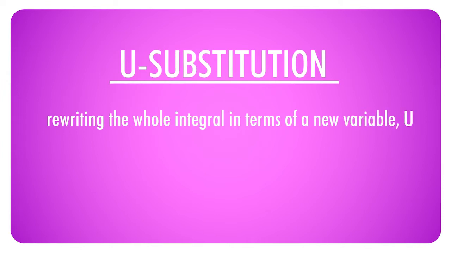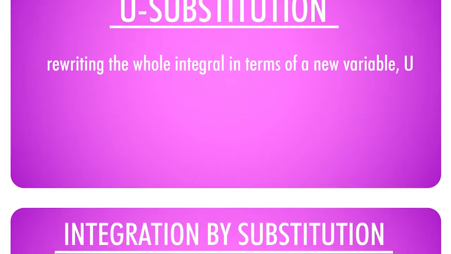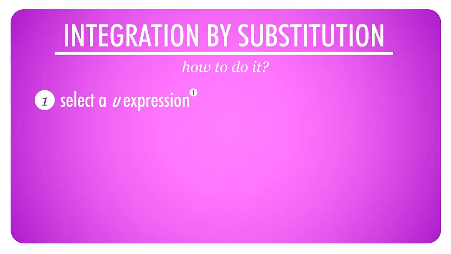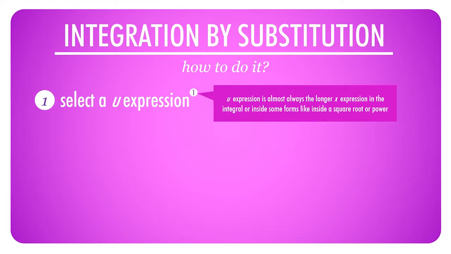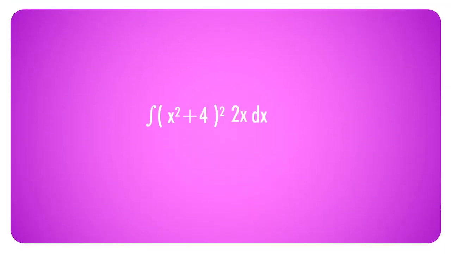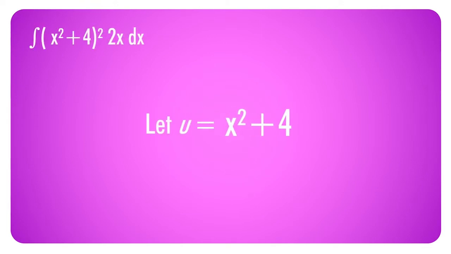Back to the problem, the first step is to pick your u expression. The u expression is almost always the longer x expression in the integral or inside some forms like a square root or a power. What will always be true in using integration by substitution is that the integral will have some function and the other part will be the derivative of that function. If you notice, 2x is actually the derivative of the equation inside the parentheses, which is x squared plus 4. We then make the equation inside the parentheses the u expression.